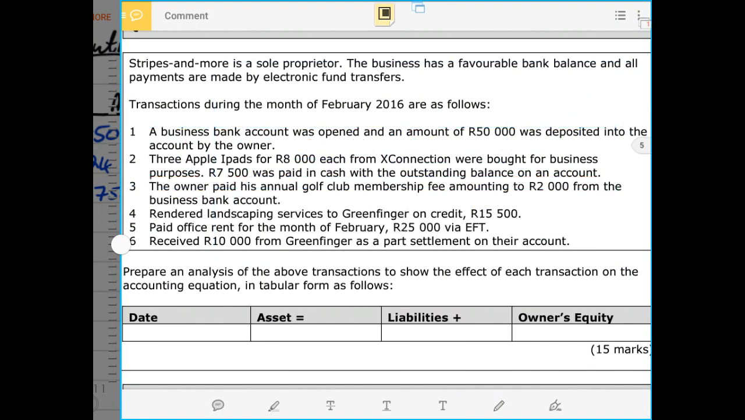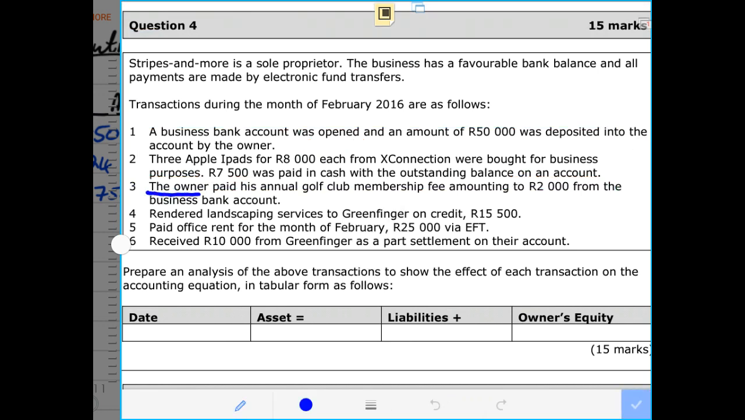Number 3, they say the owner paid his annual golf club membership fee. Take note, it says his. It's not for the business, it's a personal transaction done by the owner, in payment of his own golf club fee. The fee of the golf club was 2,000. The owner withdrew money from the business bank account, and that money was for personal use.